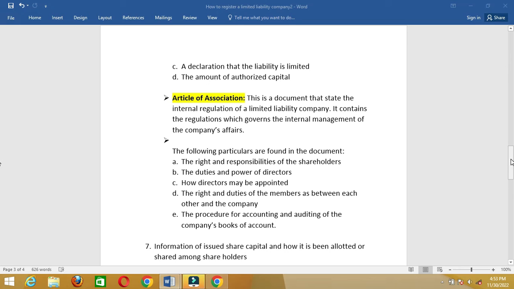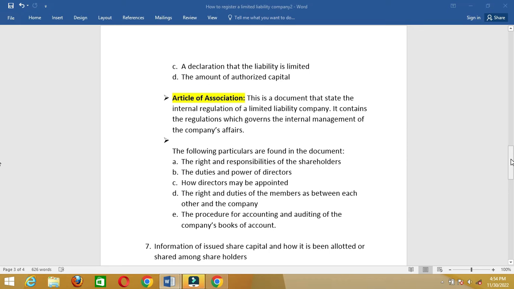Now, the first information we said is found in the Article of Association is the rights and responsibilities of the shareholders. That simply means that in the Article of Association, the rights and responsibilities of the shareholders will be clearly stated. You understand? Number two, the duties and powers of directors would also be clearly stated. Now, there is a difference between a director and a shareholder. Who is a director and who is a shareholder?